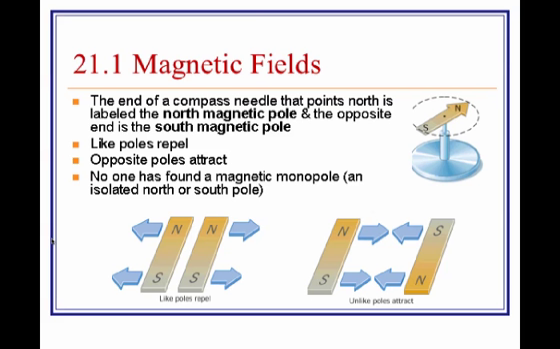So we have yet to be able to produce a monopole and observe it. It may exist theoretically, but we have not been able to observe a magnetic monopole. So every magnet has two poles, and the area around it where another magnet would feel force is the magnetic field.